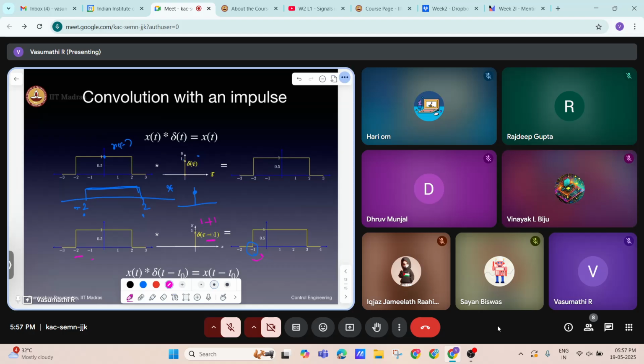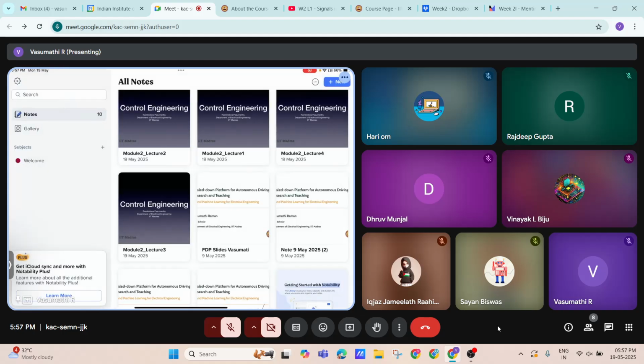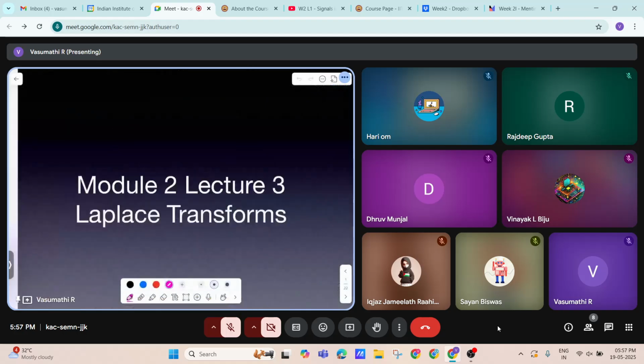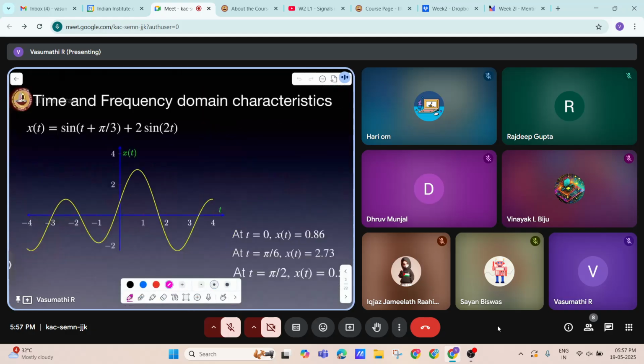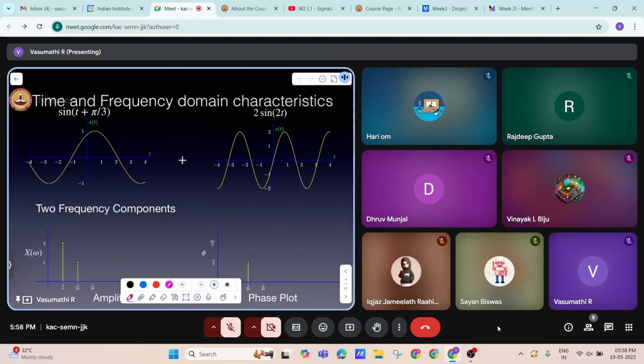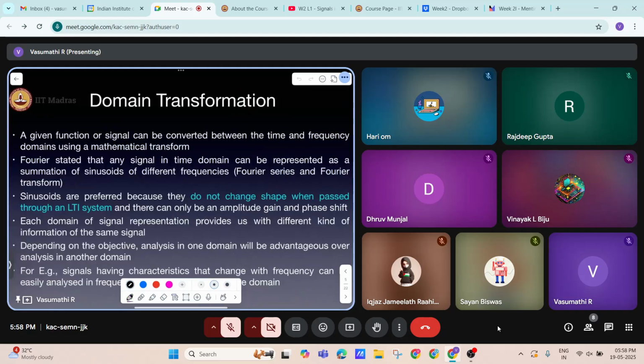Okay. So you are clear with convolution. Everybody is clear with convolution, right? Okay. I'm going to read lecture 3, where it involves Laplace transform. This is another important tool apart from the Fourier transform. This will give us another dimension. This is the example we saw so far, how it is being represented in the frequency domain.